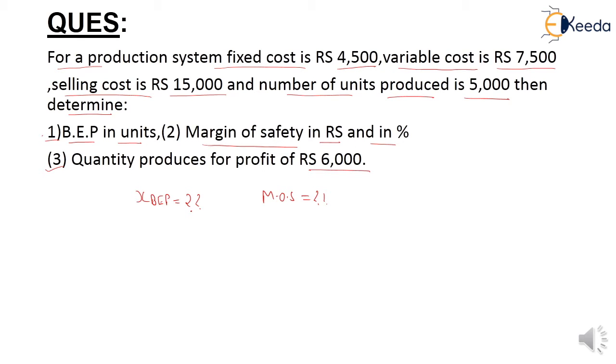So what is the given data? The given data is: the fixed cost F is rupees 4,500, the variable cost capital V is rupees 7,500, the total selling cost capital S is rupees 15,000, and the number of units produced X is 5,000 units.